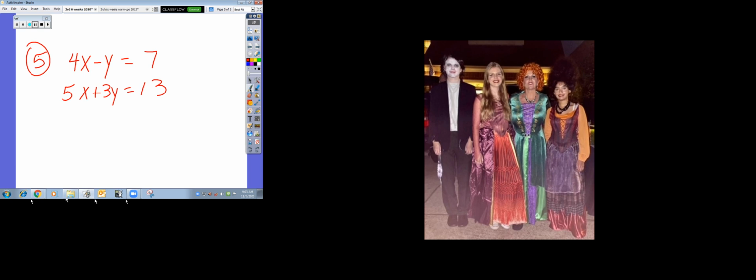Okay, if we add these together, is anything going to cancel? No. So as this looks right now, it's not going to benefit us at all to add these two equations together. Nothing's going to cancel. However, remember, you can do anything you want to an equation as long as you do it to the whole equation.